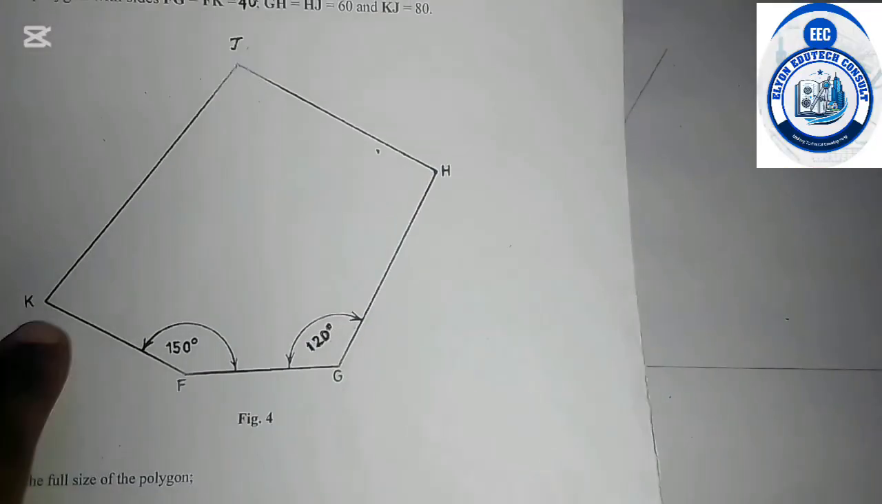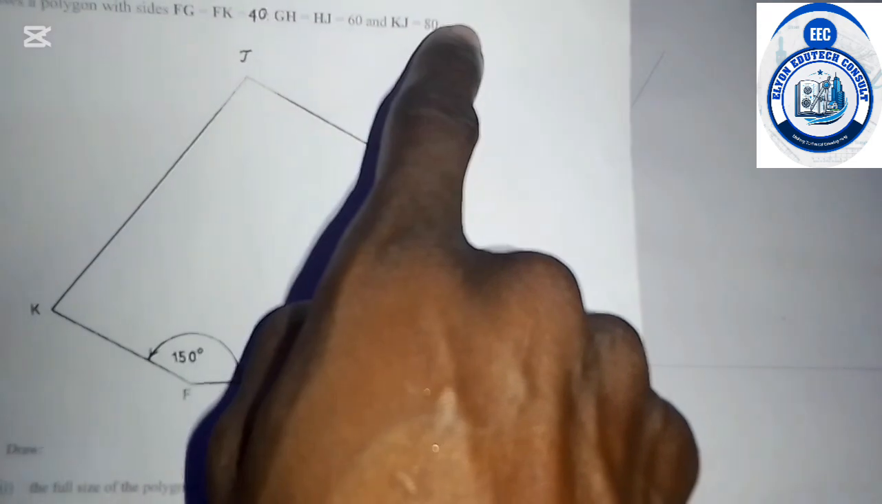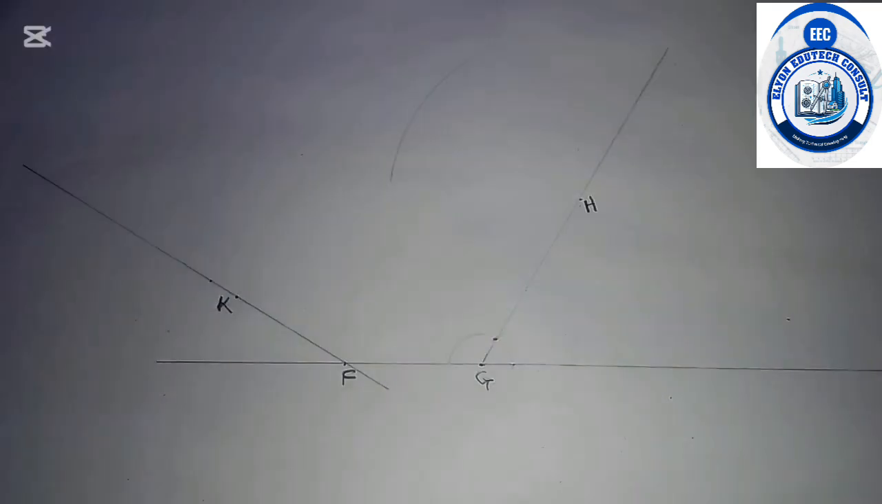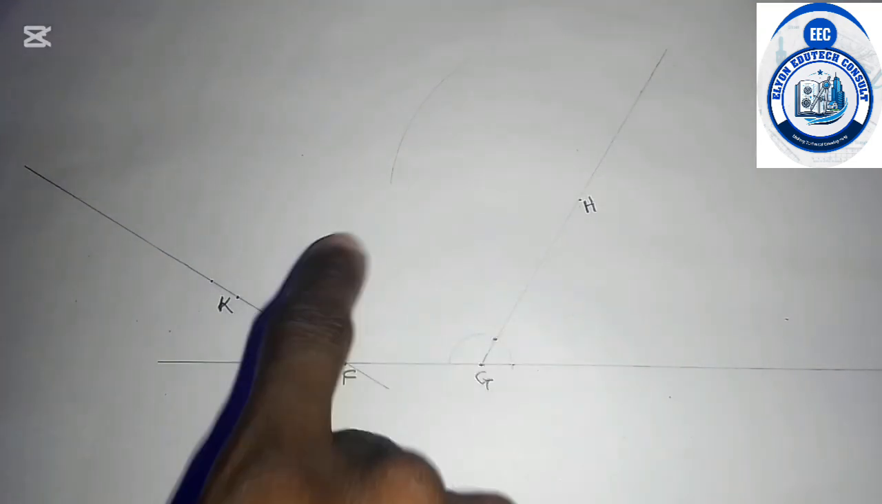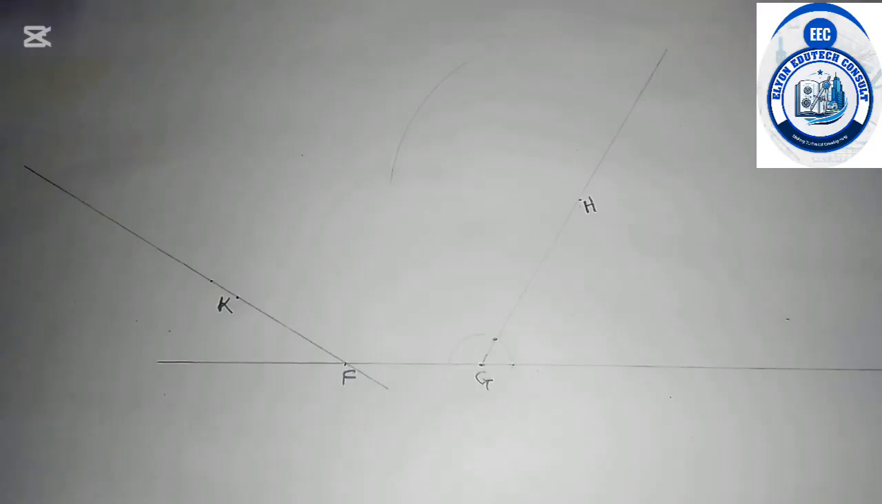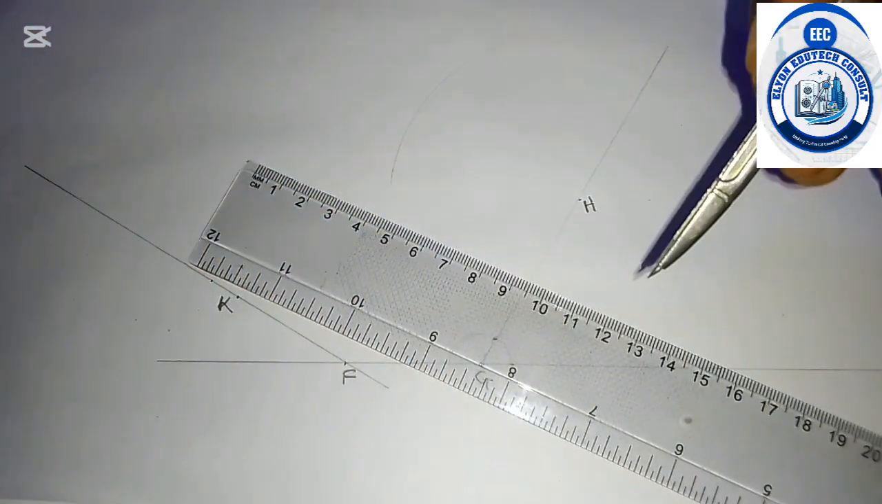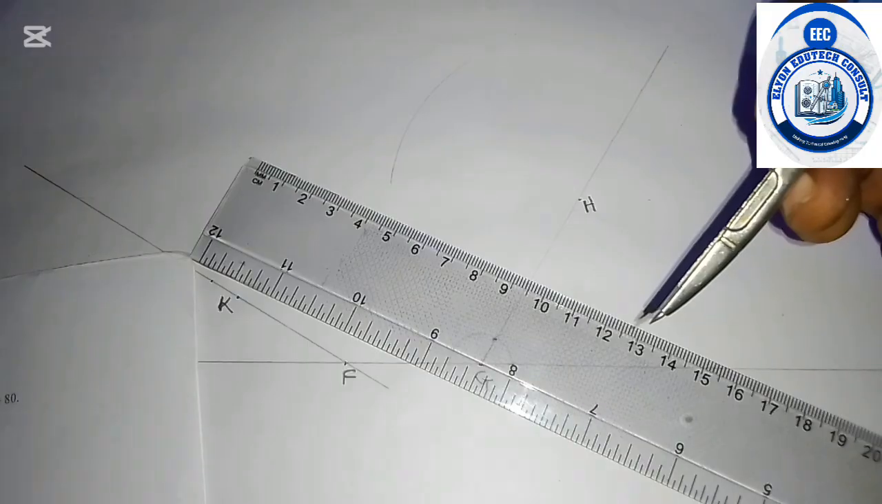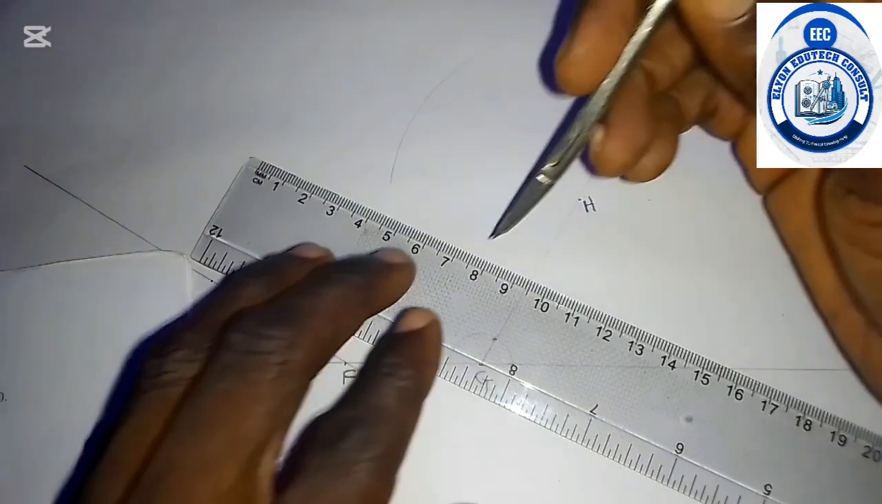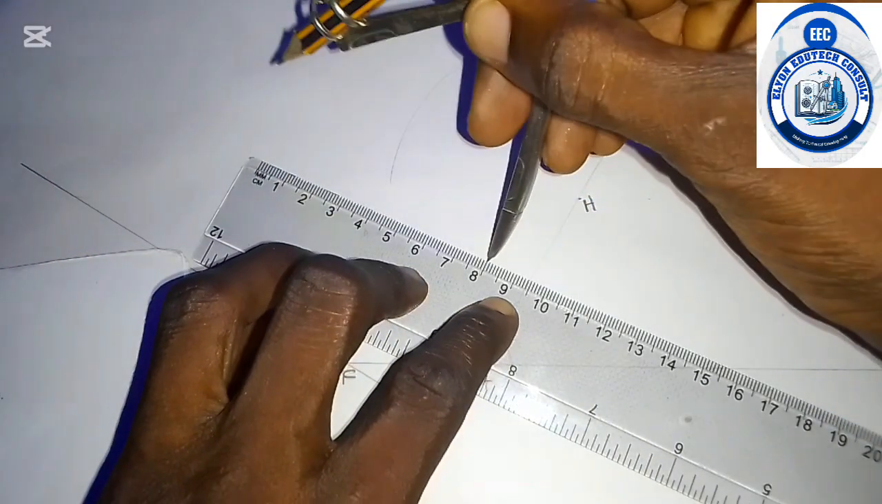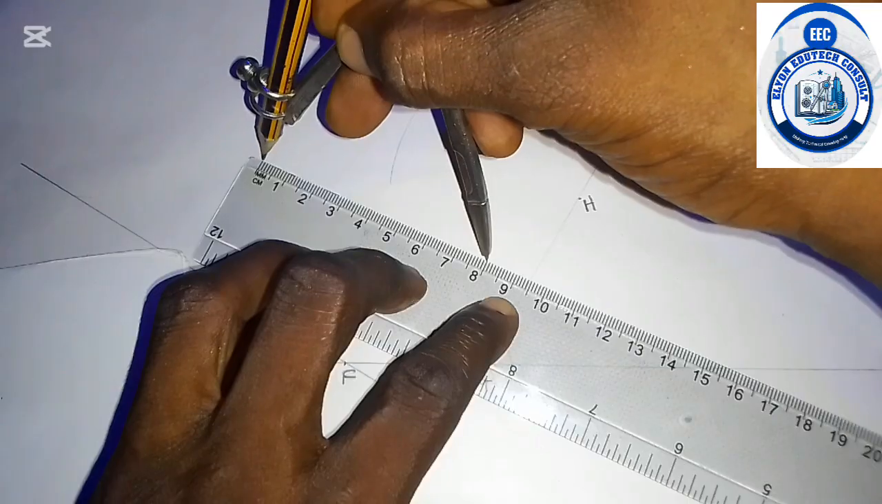So let's look at KJ. What is KJ? KJ is 80. Like I said, don't just put your ruler to measure the 80. Come this way, measure KJ with your compass, and the length we are told is 80. I'm trying to check the length. So it's 80.